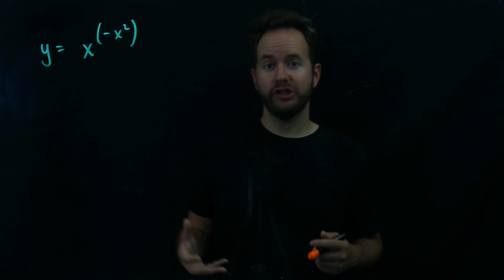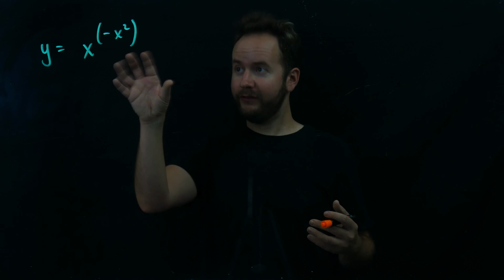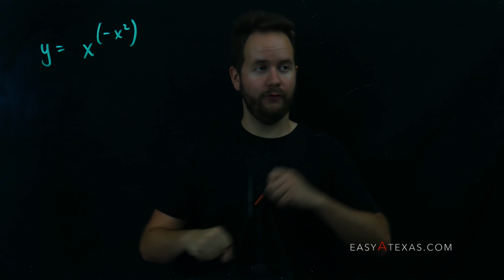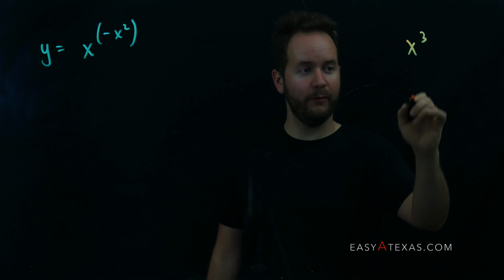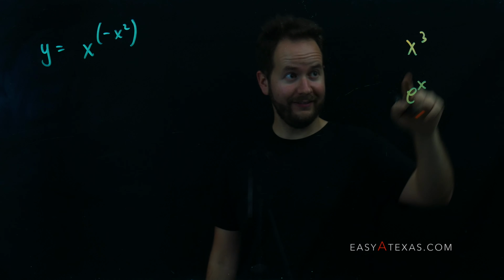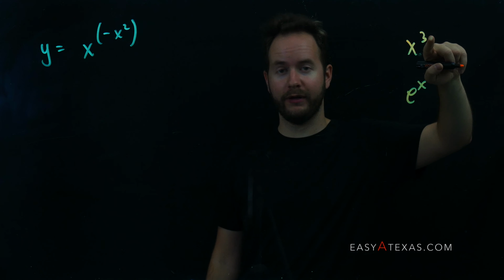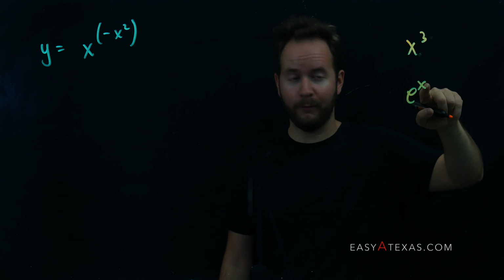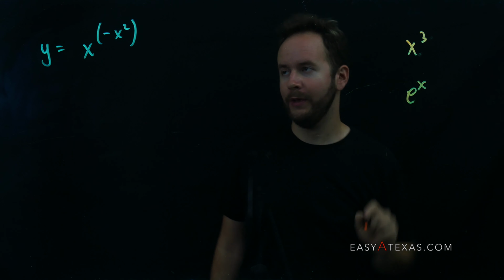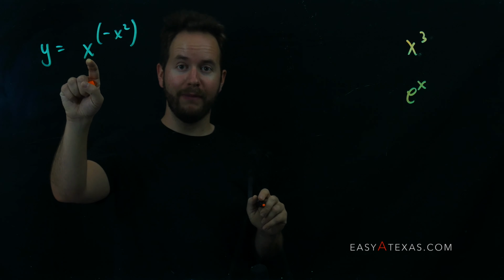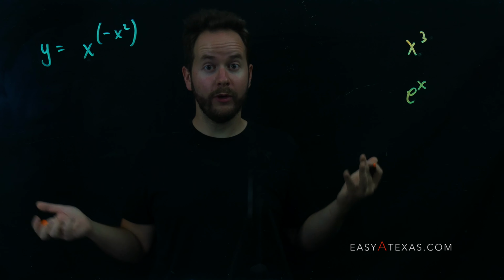Alright, now we're going to use a differentiation technique that's kind of weird because it's handling a function that we haven't quite seen before. We've seen functions like x cubed and we've seen functions like e to the x. In this case, x is in the base while we have a number here. And in this case, x is in the exponent while we have a number, e, here. This has the x both in the base and in the exponent. So what do we do in this situation?